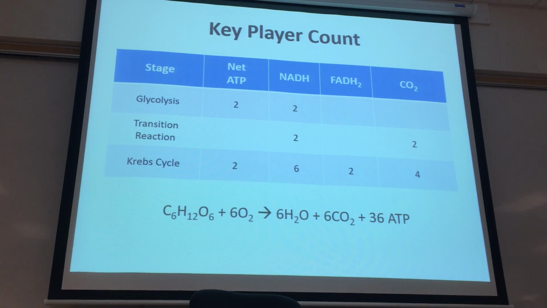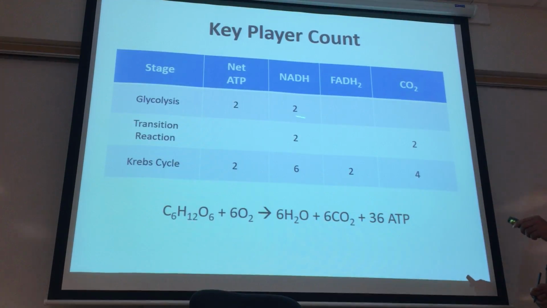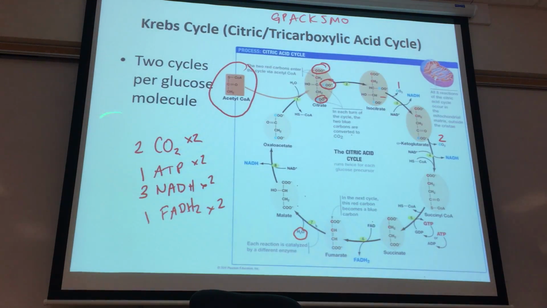So now, summing this all up, we've looked at glycolysis, the transition reaction, and the Krebs cycle. We know that glycolysis ended up with 2 net ATP and 2 NADH. In the transition reaction, we saw 2 NADH and 2 CO2, again per pyruvic acid to acetyl-CoA. And then in the Krebs cycle, we saw 2, 6, 2, and then 4 CO2, just as we were able to sum that all up over here.